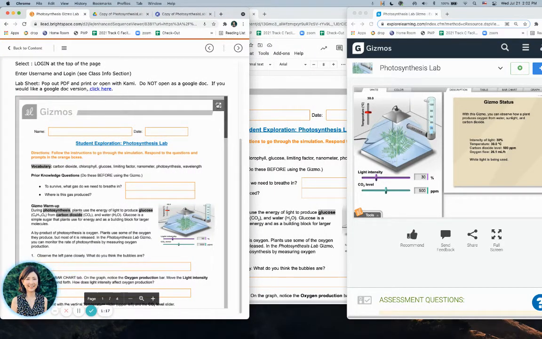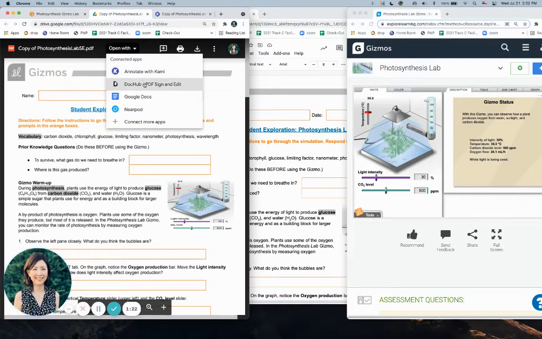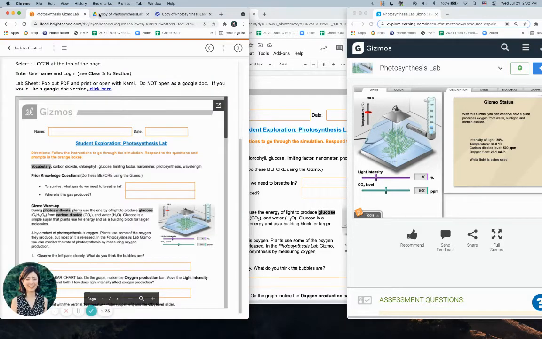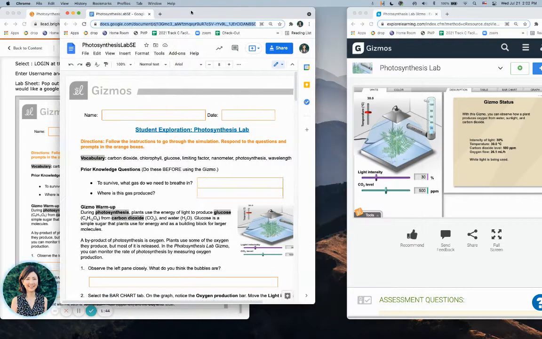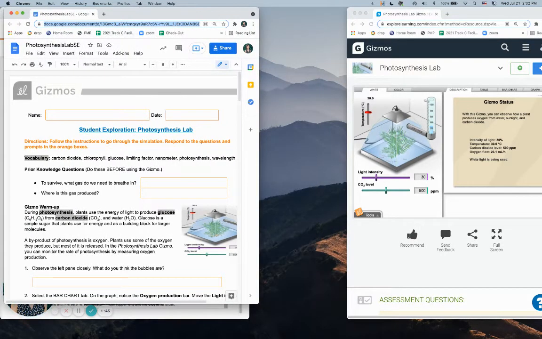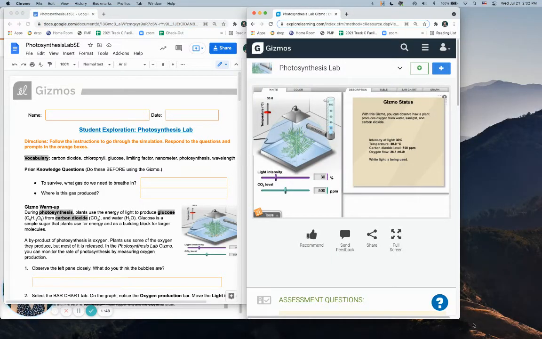When you open this lab, as you pop it out, you'll have the option to open it with Kami. If you're going to print it out, that's fine. If you're going to annotate on your computer, use Kami. If you would like Google Docs, this usually messes up the formatting. So instead of clicking on Google Docs, I would ask that you use this link right here to get the Google Docs version, which is what this looks like. All right, so let's go ahead and open up the Google Doc version of our lab.